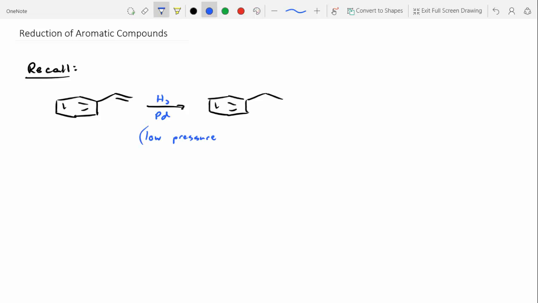And what I mean by low pressure is it's about the same pressure as if you opened up a can of soda, right? You don't need to crank the pressure up too high to get this reduction to work. What if we want to reduce the aromatic ring?